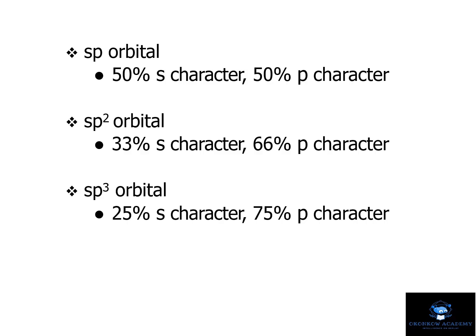So why does this matter? Greater s character means the orbital is held closer to the nucleus, making it lower in energy and more electronegative. This directly affects acidity. So sp C-H bonds are more acidic than sp2 C-H bonds, which are more acidic than sp3 C-H bonds.